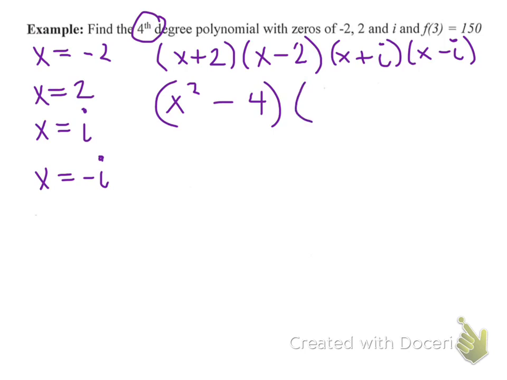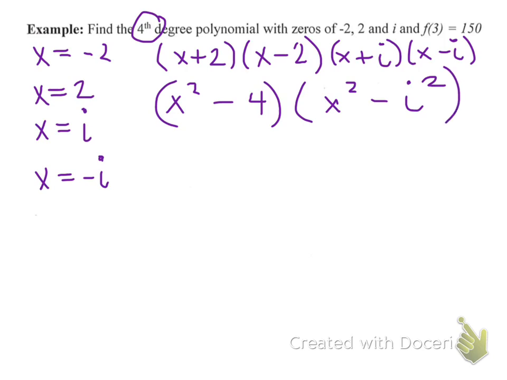Same thing for the imaginary ones. I'll definitely get x squared for the first term. Again, they're conjugates of one another, so the inner and the outer would cancel. As far as what it would look like if you did FOIL, i times x you would just say is ix, and then the negative ix would cancel out. And then you're left with a negative i squared.